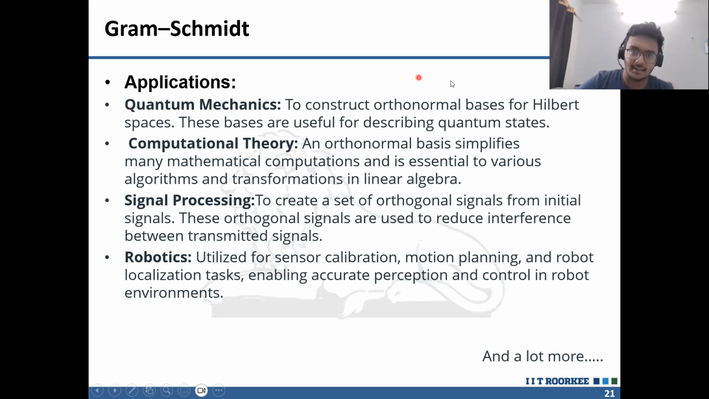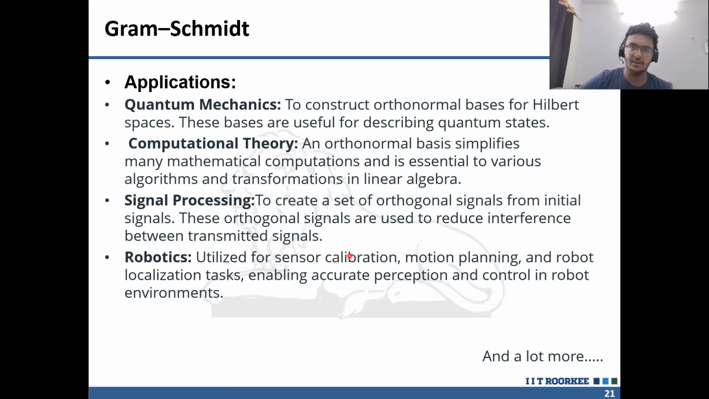In quantum mechanics, it is used to form orthonormal bases for Hilbert spaces. So these are useful in describing quantum states. In computational theory, it is useful in many transformations. And in signal processing, it is used to create orthonormal signals from the initial ones, and this is used to reduce the noise.